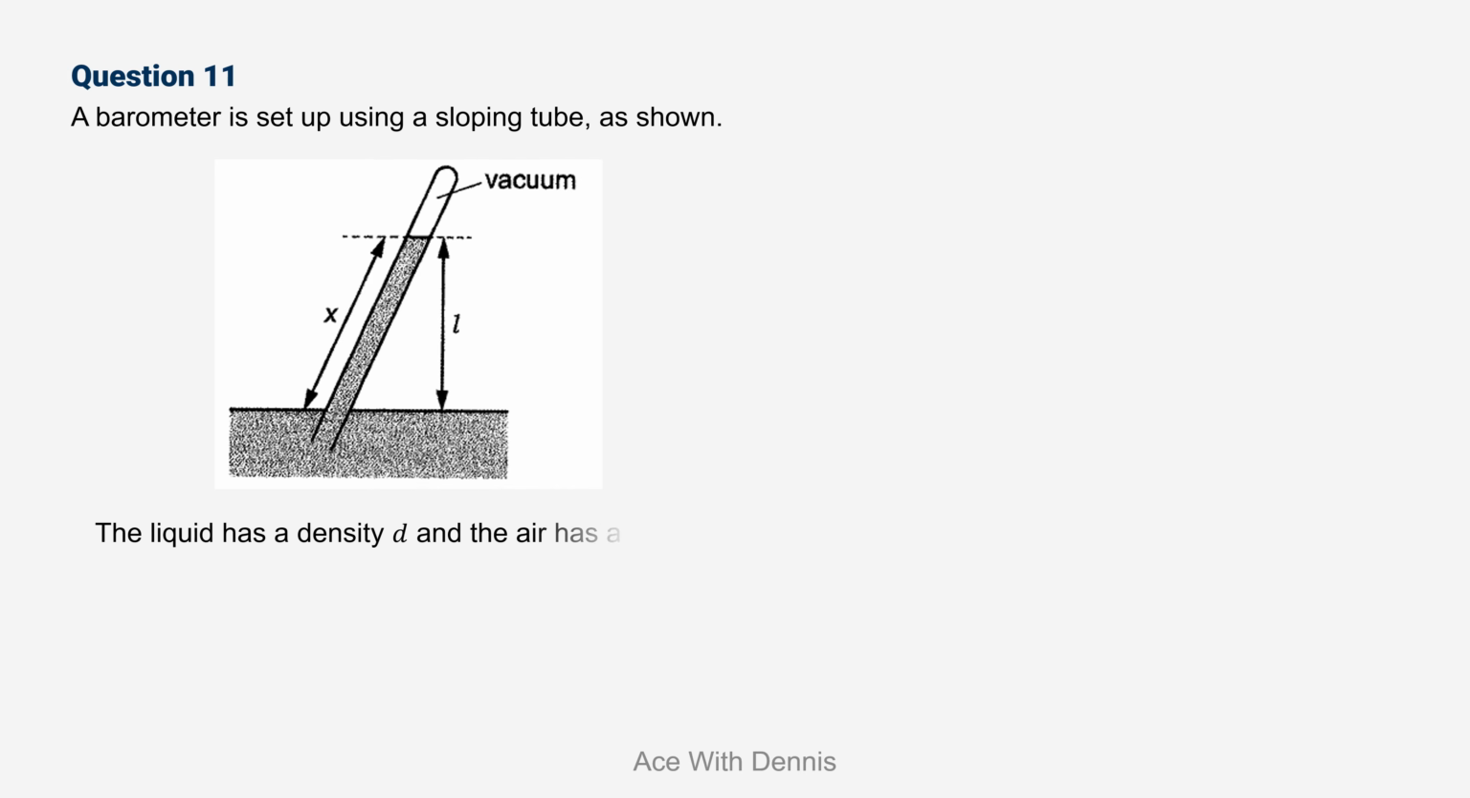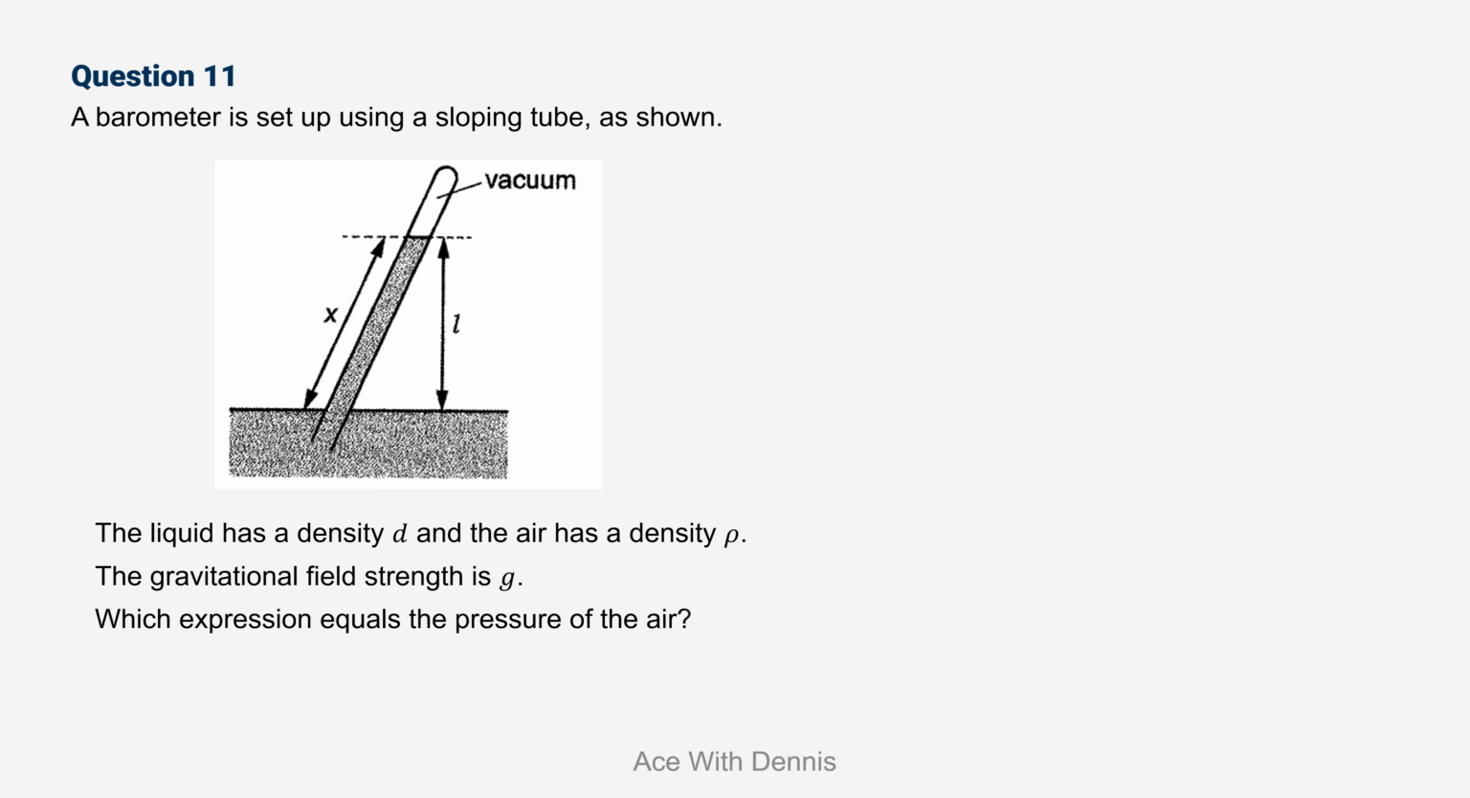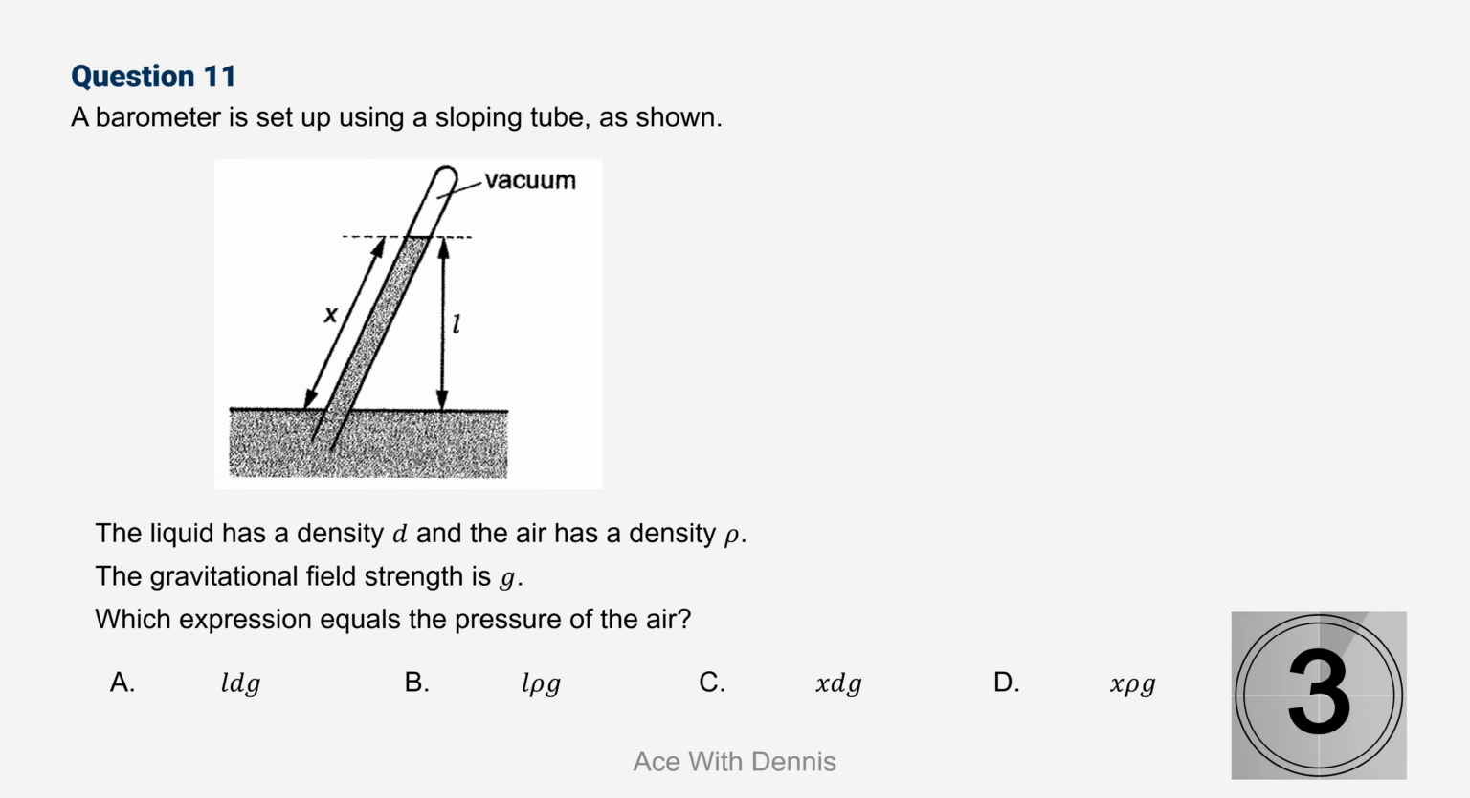Next question, question 11. A barometer is set up using a sloping tube as shown. The liquid has a density D and the air has a density ρ. The gravitational field strength is g. Which expression equals the pressure of the air? A. L dg, B. L rho g, C. X dg, or D. X rho g. The answer is A. L dg.